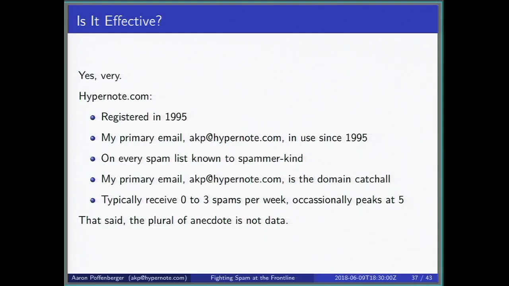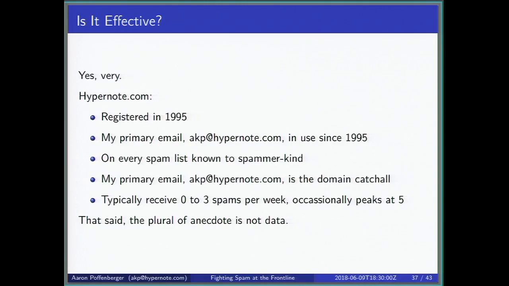And my email address is the domain catch-all. So even if I'm not in their spam list as AKP, I am also as Aaron, Joe, Bob, AAA, A123, admin, root, all email addresses that aren't already allocated. Right now, I typically receive 0 to 3 spams per week in this domain. Occasionally, I'll see a peak of 5 in a week. But by and large, I don't see a whole lot of spam.